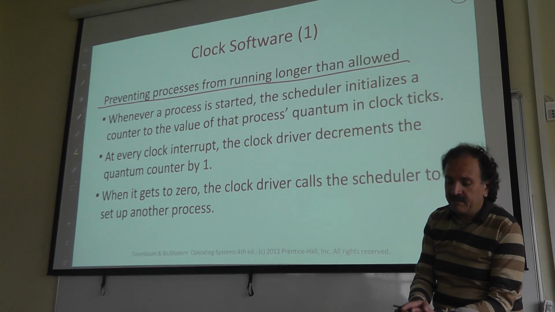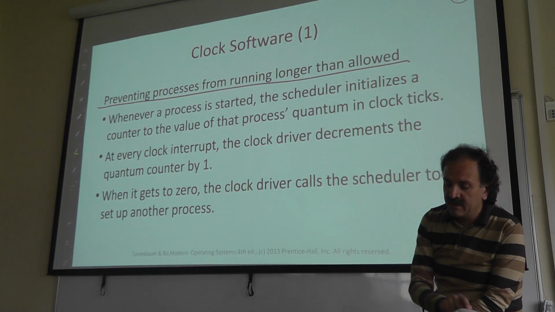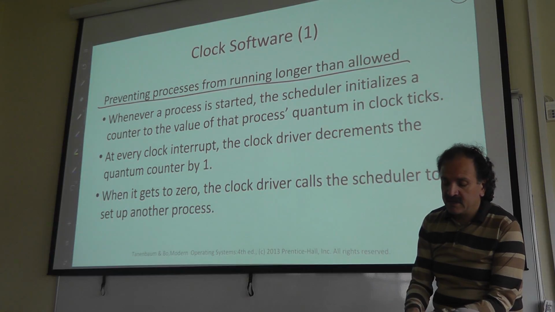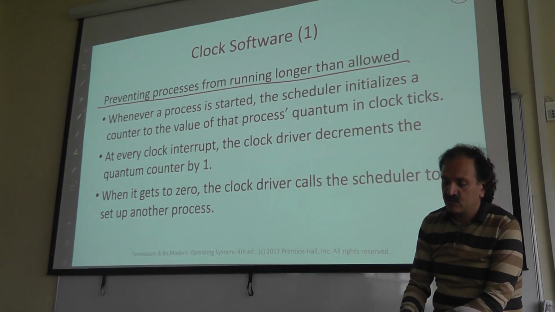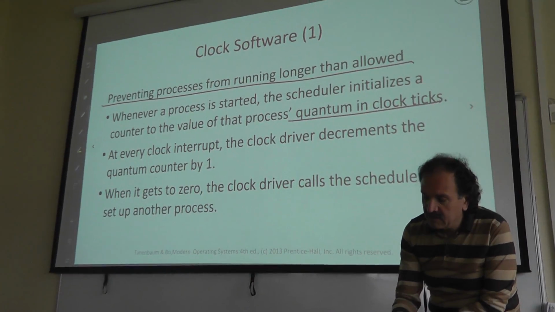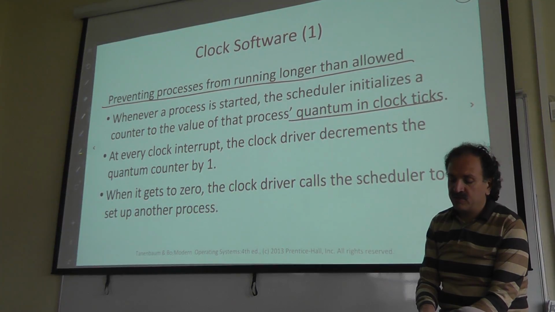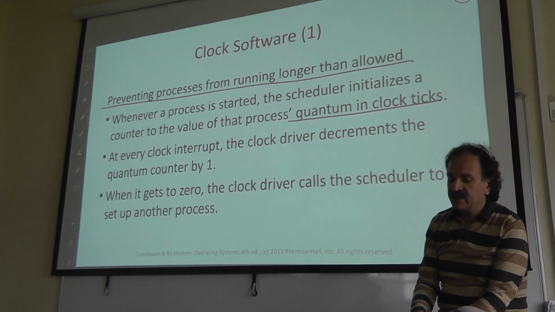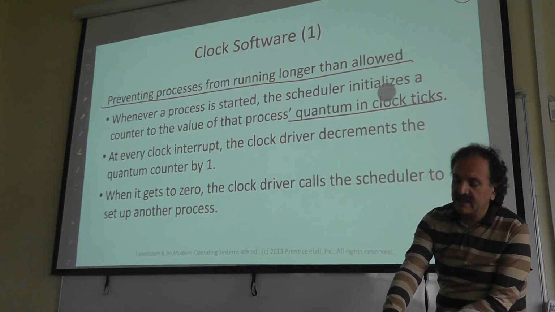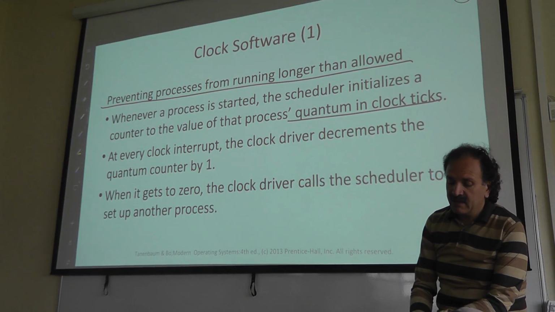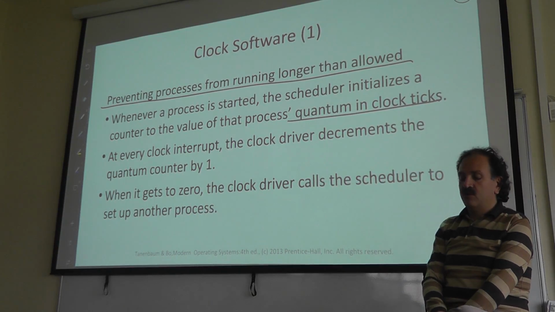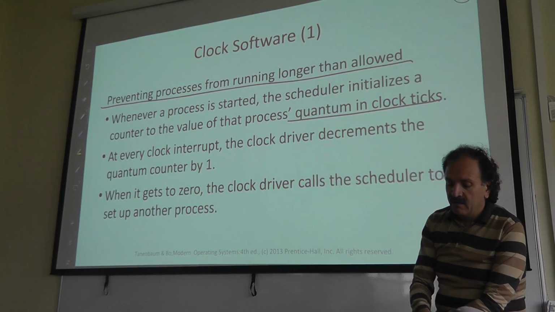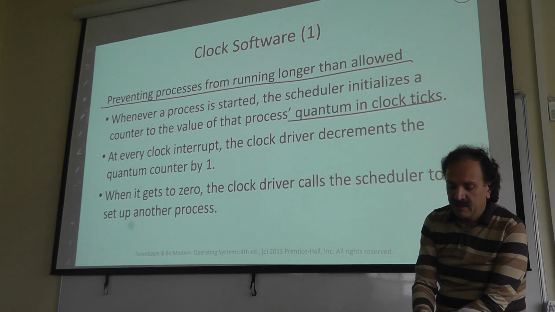Whenever you create a process, whenever you start a process, your process scheduler initiates a counter to a value that is the process's quantum in clock ticks. Remember, we had the quantum times for each process, and we initialize that number in clock ticks, not in seconds, not in milliseconds, but in clock ticks. So at every interrupt, the clock driver decrements the quantum counter by 1. When it gets to 0, the clock driver calls the scheduler to set up another process.